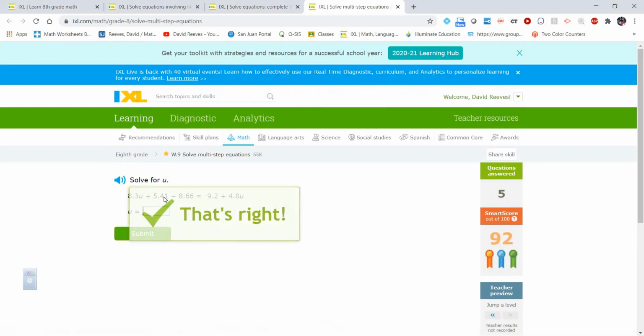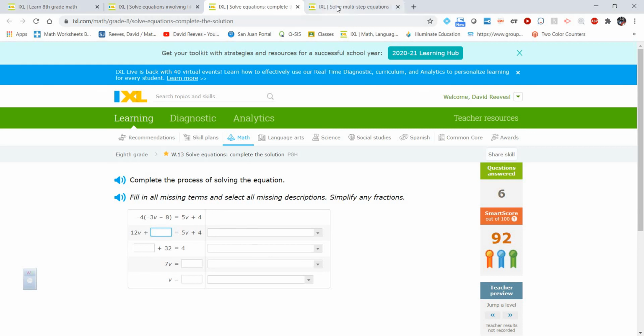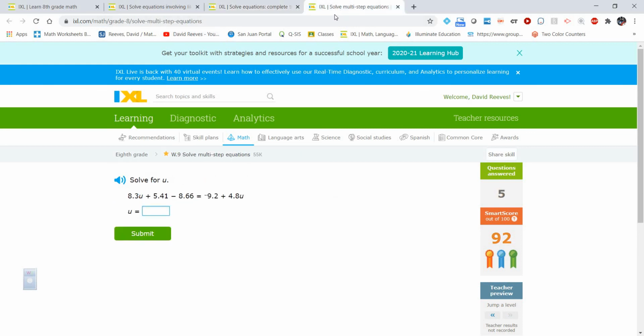All right, and I think that's where I'm going to stop. I hope working through these 3 skills helps. Again, the order that I recommend, W10, followed by W13, followed by W9. Sometimes I don't quite understand why IXL puts them in the order that they do.